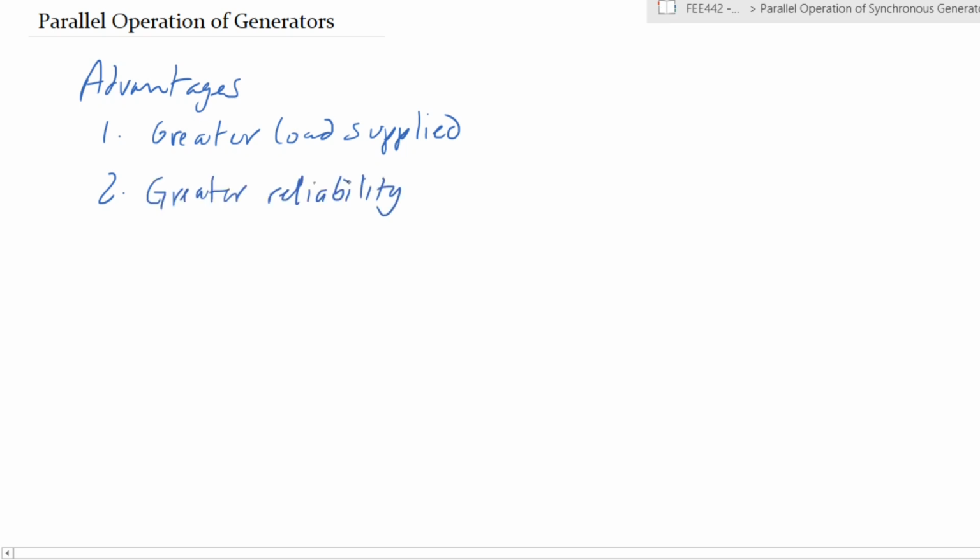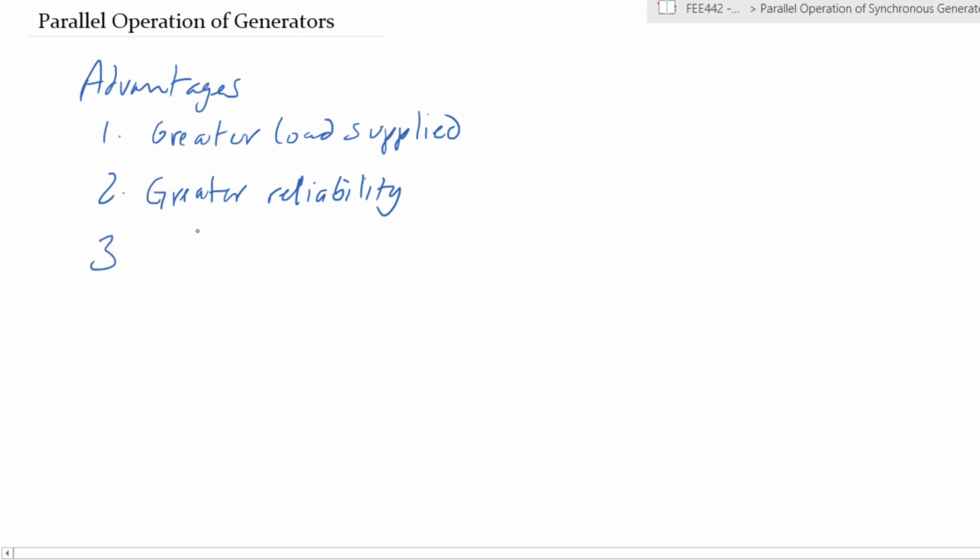This means that if any one generator would fail, you are likely to still manage to supply at least some of the load because of the other generators that are connected. Whereas if you only have one generator, you will only be able to supply as long as that generator is functional. If it goes down or has any issue, you would not be able to supply the load.